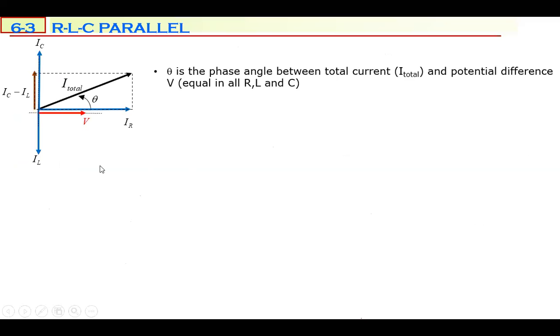We can get it. Again, we are going to use tangent theta. Tangent theta is opposite side over adjacent side. The opposite side is IC minus IL, but here is important: you shouldn't write IL minus IC. It is IC minus IL, opposite of RLC series.